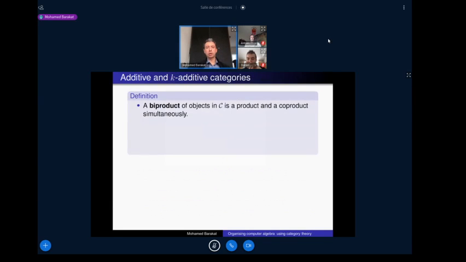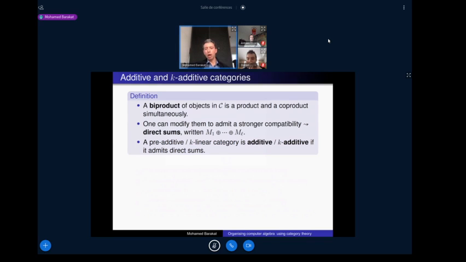And now there is an instance in which these coincide, namely for so-called pre-additive categories. In general, a biproduct of objects in C is a product and a coproduct simultaneously. This might not exist in general, but they do exist in pre-additive categories. Every product is automatically a coproduct. And one can slightly modify the arrows such that we get a stronger compatibility between the product and the coproduct, and then we call them direct sums. We denote them in this classical way. A pre-additive or k-linear category is called additive or k-additive if it admits direct sums.